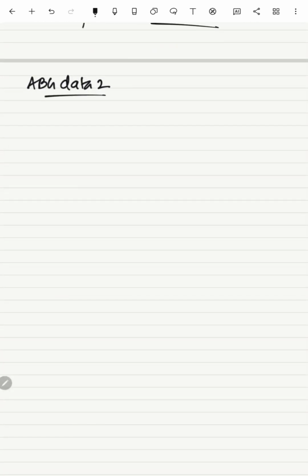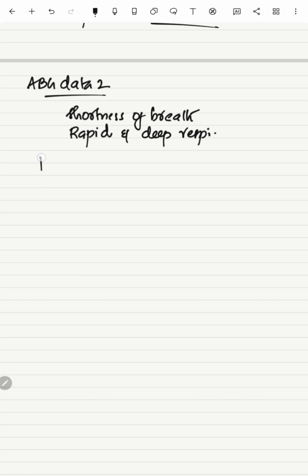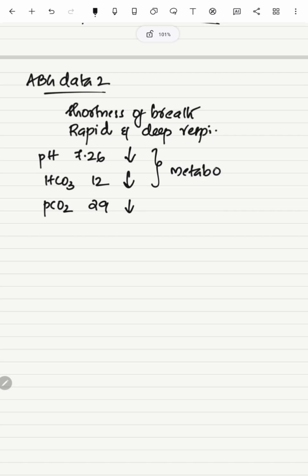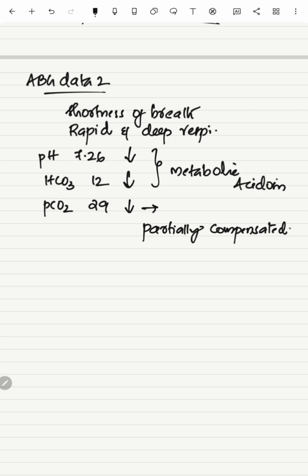So next is the second data. In the second data, a 42-year-old man came to the emergency room complaining of shortness of breath and had rapid and deep respiration. These are the ABG values. pH is 7.26, HCO3 12 and PCO2 29. pH is decreased, HCO3 is decreased, PCO2 is decreased. So that means it is metabolic acidosis and the body is trying for compensation. That is why PCO2 is decreased. So it is partially compensated metabolic acidosis.